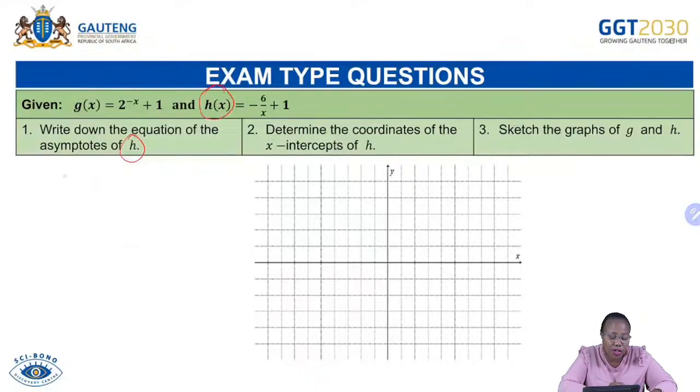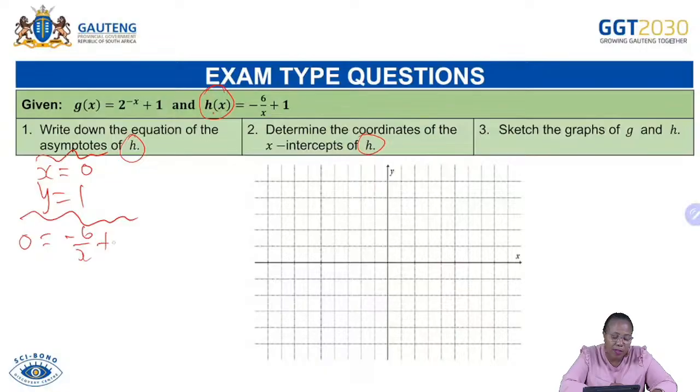Okay, and then write down the equation of the asymptote of h. h is this function, that means it's x equal to 0 and y equal to 1, because we are looking at the asymptote. Coordinates of the x-intercept of h again. Remember the x-intercept is when y is equal to 0. And then this will be 0 equals minus 6 over x plus 1. 1 to the side, minus 1 equals minus 6 over x. Cross multiply, minus x equals minus 6. Then x is equal to 6. The coordinate will be 6 and 0 there.